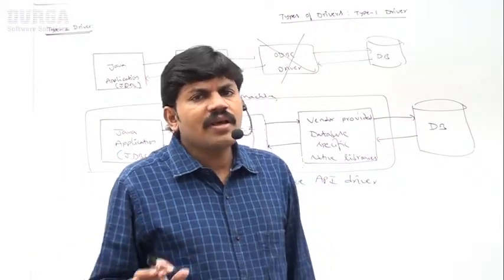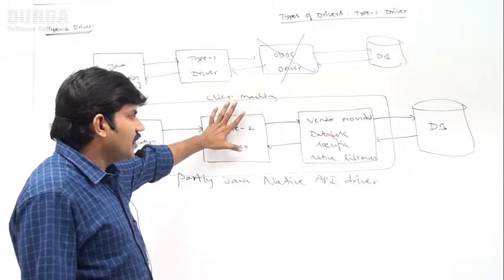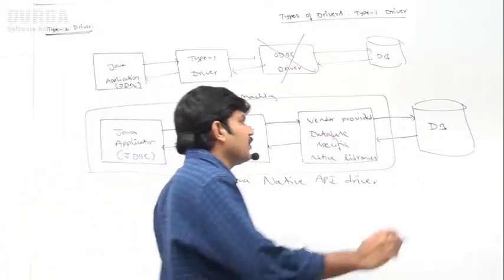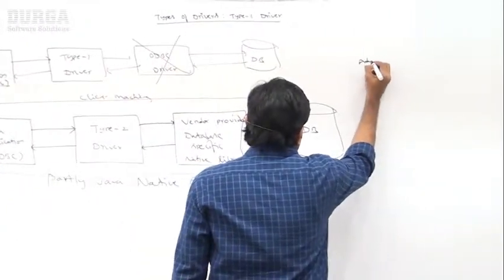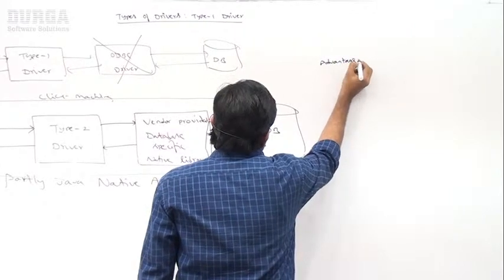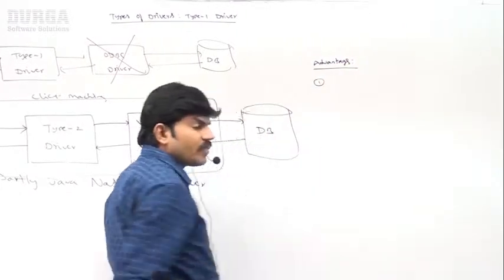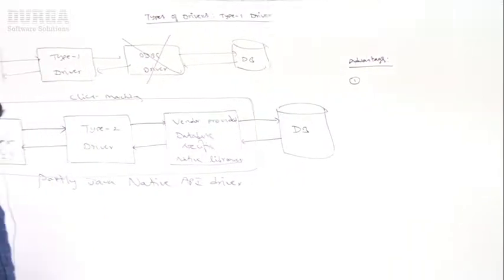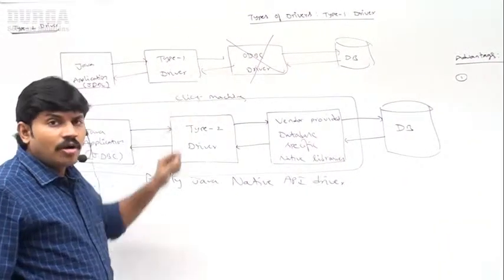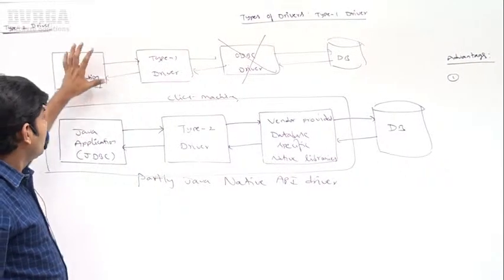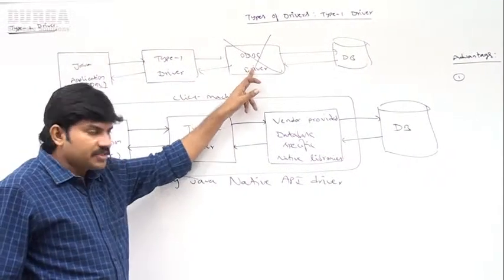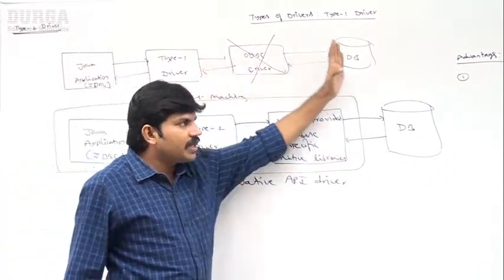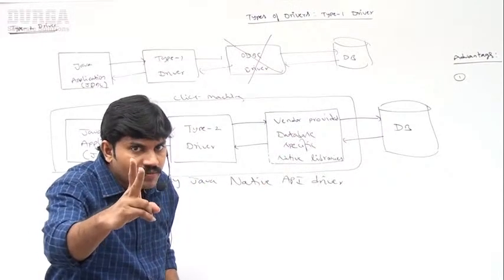Now, what are the various advantages of this type 2 driver, right? Sir, let me talk about the advantages. Just take very special care, sir. What is the first biggest advantage? How many conversions are required? In type 1, how many conversions are required? Sir, JDBC to ODBC, ODBC to database specific. Two conversions are required.